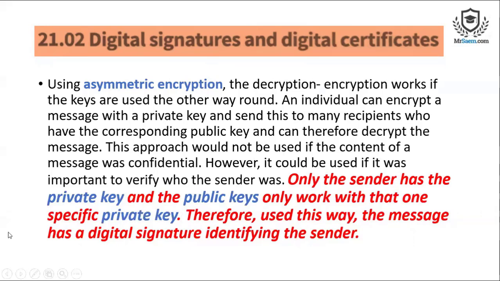Therefore, using this, the message has a digital signature identifying the sender. If we talk about the entire concept of asymmetric encryption, where we have a public key and the person receiving the data has the private key, this entire concept means that having that private key gives you a digital signature identifying the sender. So the sender can be authenticated with the private key. This is what digital signatures actually are. It's somehow quite the same thing.